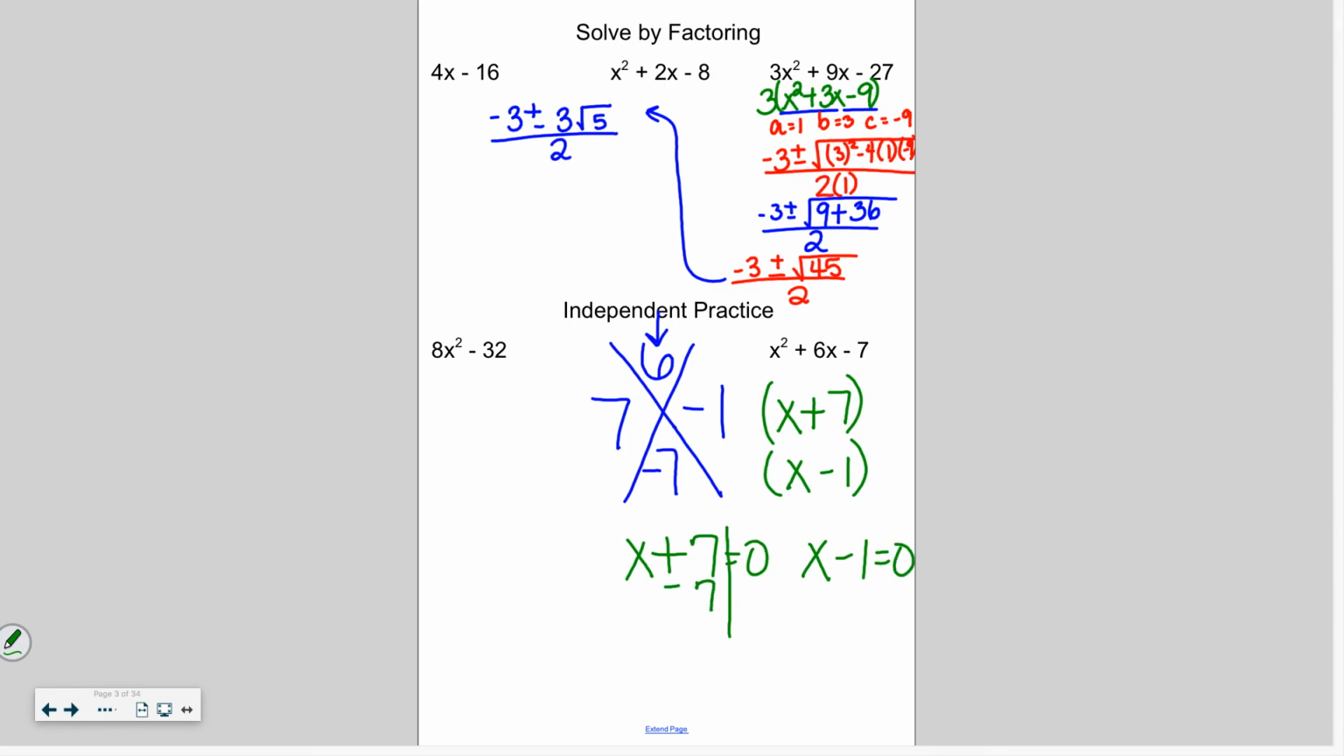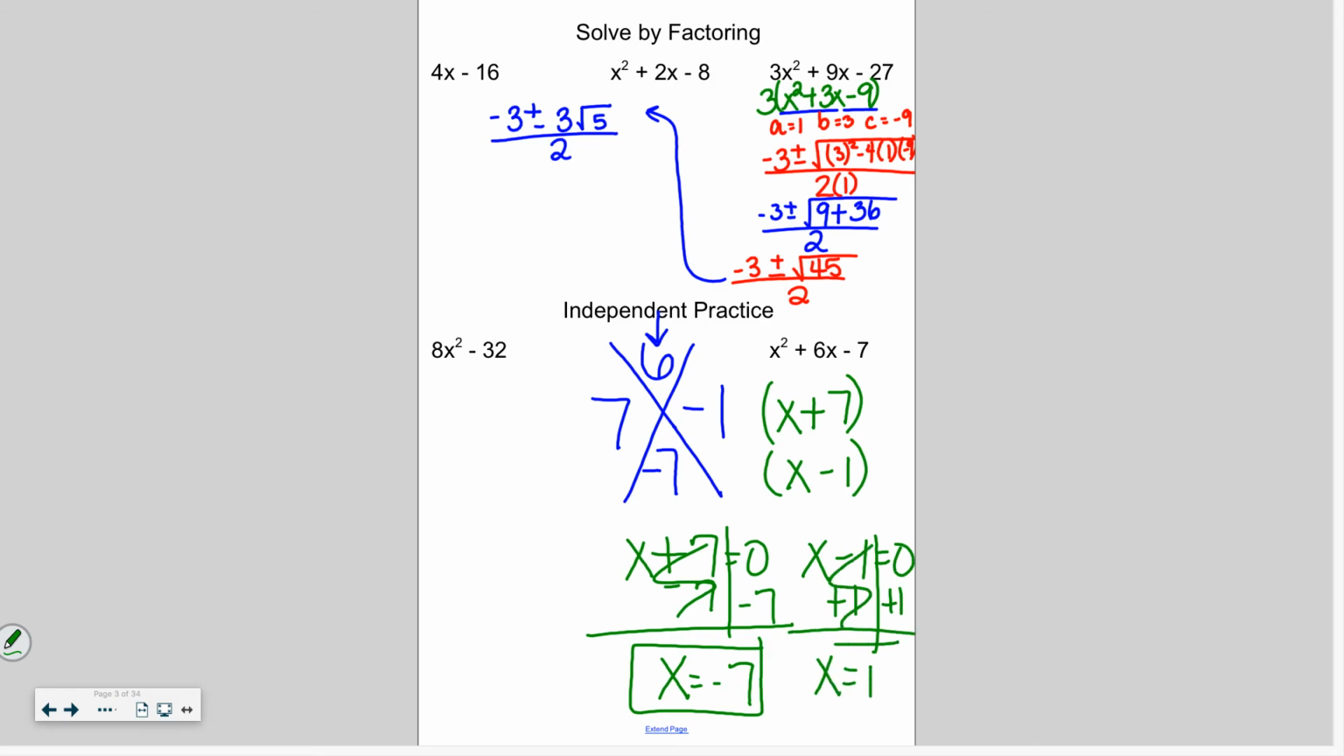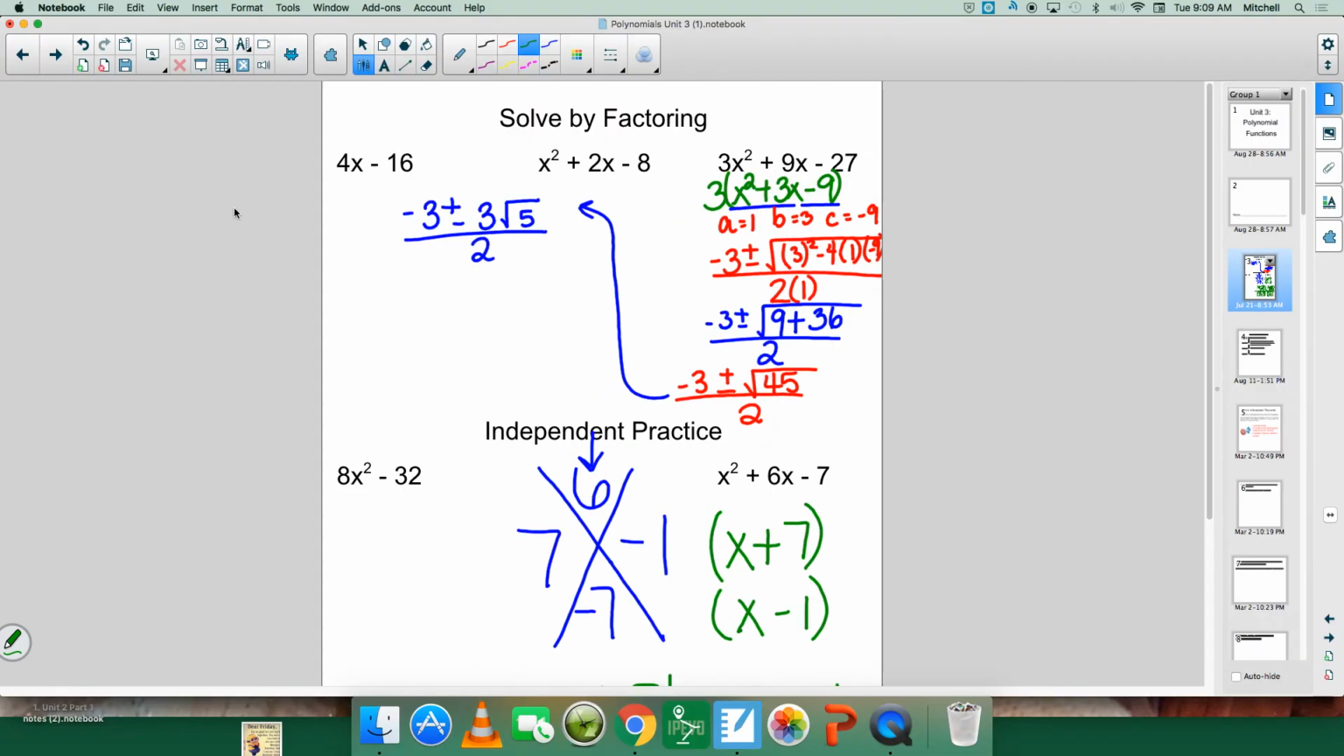So minus 7. X is equal to negative 7. Plus 1. X is equal to 1. And there are my zeros. So when I get ready to graph this, that is where I'm going to cross the x-axis. All right, so you should be able to do your practice for this now. It's, like I said, the same thing that we did in Unit 2, we're just setting them equal to 0.